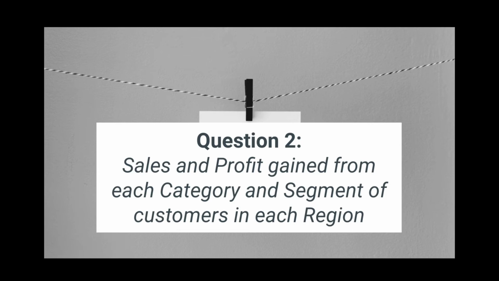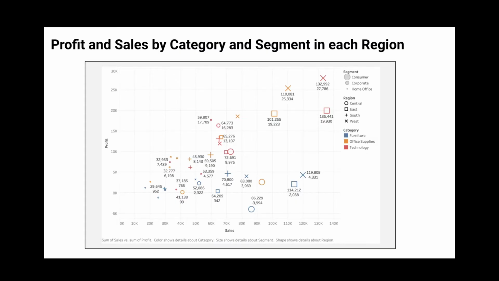Now coming to question 2, where we have to explore the sales and profit gained from each category and segment of customers in each region. So here is the visualization that I made to explore the profit and sales by each segment in each region. And here I added the customer segment part with the size of the shapes. So the bigger size is representing the consumers, the moderate size representing the corporate, and the smaller size representing the home office segment of the customers.